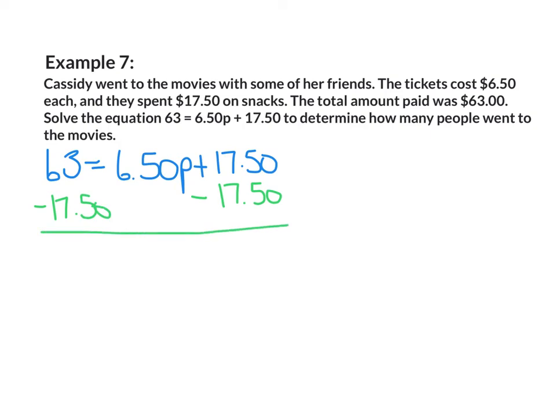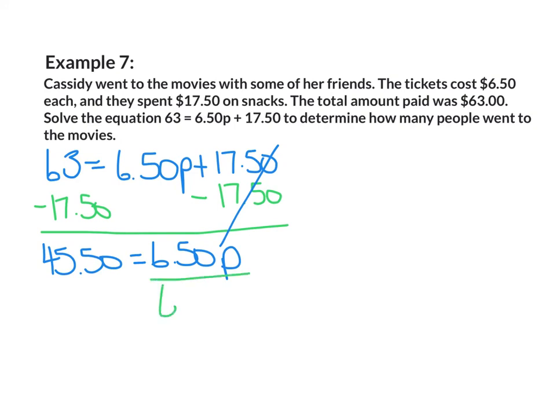So 17.50 minus 17.50 cancels out. $63 minus 17.50 will give me 45.50. Equals, I'm going to bring down 6.50p. Since 6.50 is next to p, that means they're being multiplied together. The opposite of multiplication is division, so I'm going to divide both sides by 6.50.